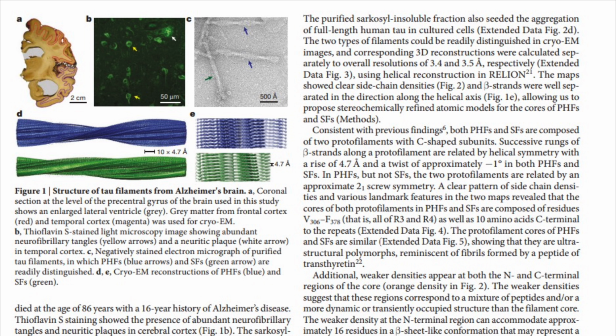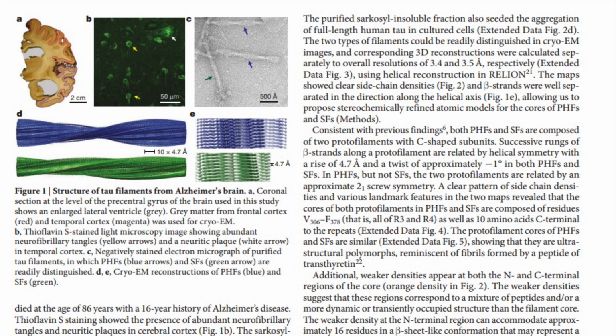Methods. Consistent with previous findings, both PHFs and SFs are composed of two protofilaments with C-shaped subunits. Successive rungs of beta strands along a protofilament are related by helical symmetry, with a rise of 4.7 angstrom and a twist of approximately 1 degree in both PHFs and SFs. In PHFs but not SFs, the two protofilaments are related by an approximate 2 sub-1 screw symmetry.